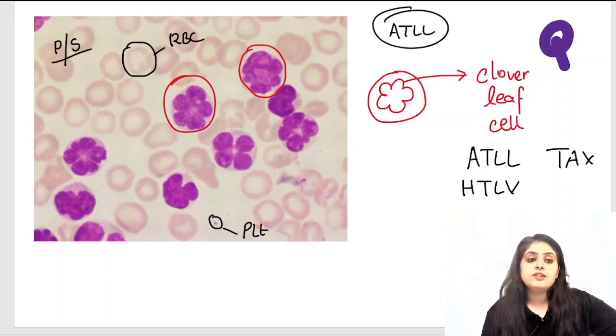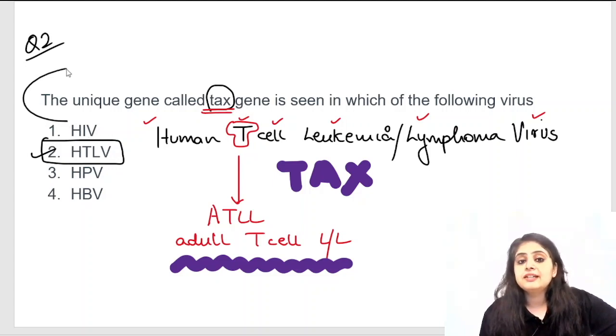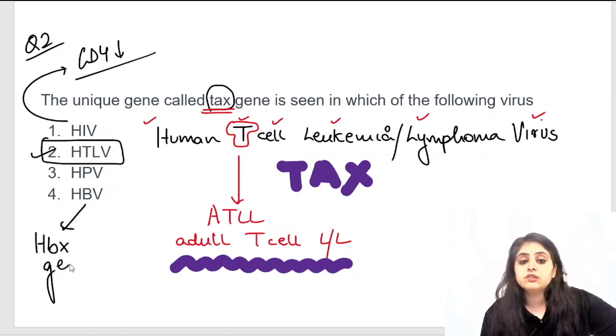So yes, I think that wraps up my question. HTLV is sorted, but then when I look at the other options, I've got HIV. HIV is not related to one gene. It is related to obviously a lot of immunodeficiency. It's an attack on the CD4 cells, which everyone knows. When I'm talking about hepatitis B, there is a gene called the HBX gene which is responsible, which is easy to learn. Hepatitis B, so HBX gene.